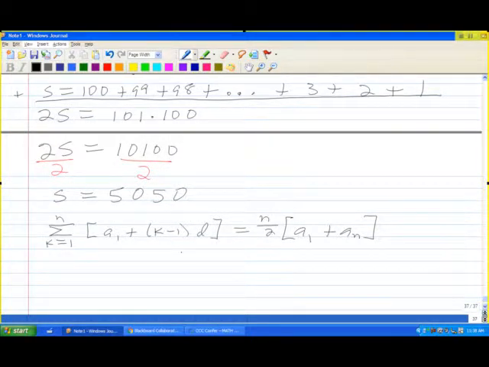Now, of course, I can replace an by the formula we have for the general term, a1 plus (n minus 1)d. If I do that, I also get the formula in the form n over 2 times, well, I have an a1 plus another a1, so that's 2a1 plus (n minus 1)d. I guess I can derive it, so let me do that.